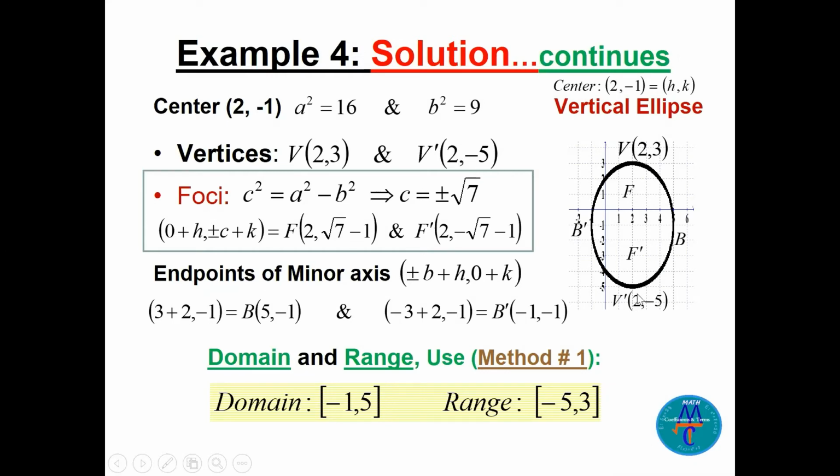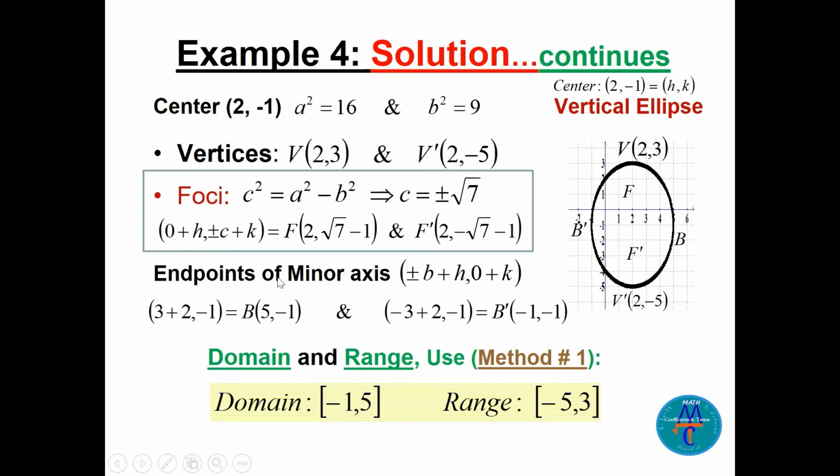These are the vertices. We will find now b and b prime. So let's see, for the foci, c squared is equal to a squared minus b squared. So c will be plus or minus square root of 7. Look at the formula for the foci: h plus or minus c, k. Just put the numbers there. This is f and f prime.